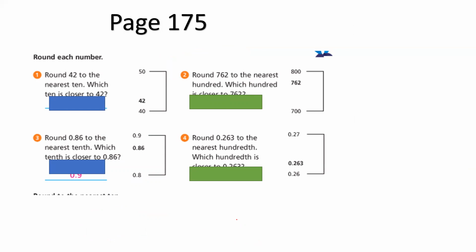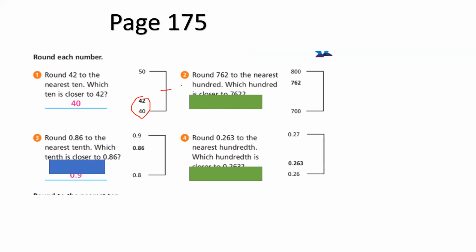So number 1 says round 42 to the nearest 10. Which 10 is it closer to? They actually give us a really nice looking visual here. Is 42 closer to 40 or 50? Well, the middle would be 45, and 42 is obviously closer to 40, so 40 is our answer.